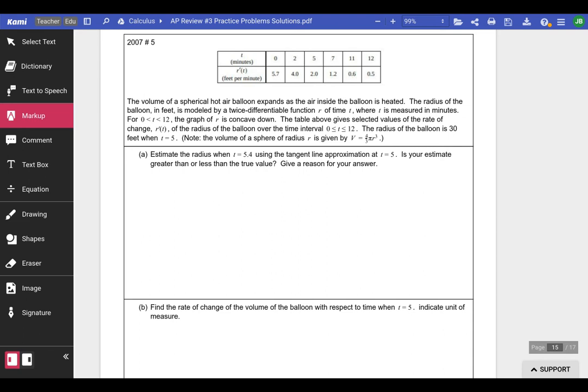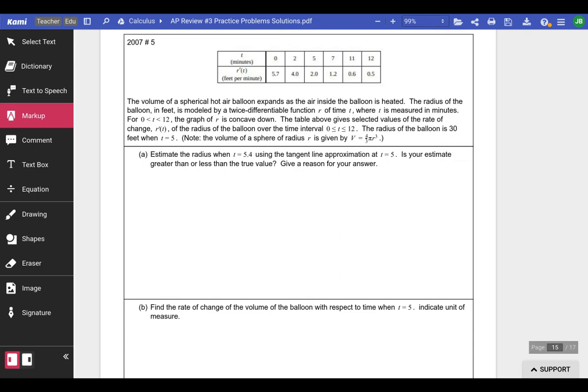Hi everybody, in this video I'm going to go through question number 5 from the 2007 AP exam. So we're working with a table of values here. The setup is that the volume of a spherical hot air balloon expands as the air inside the balloon is heated. We have a function r to represent the radius. It tells us the graph of r is concave down.